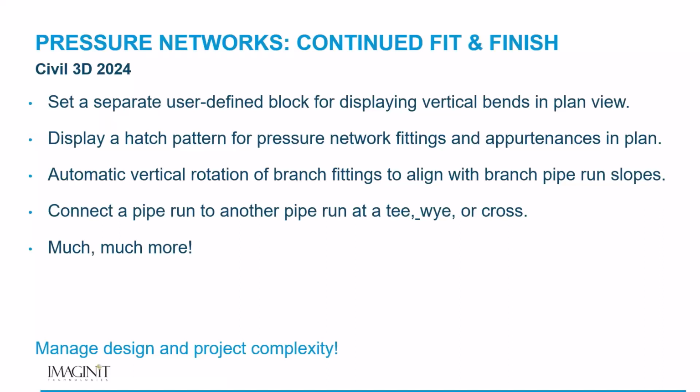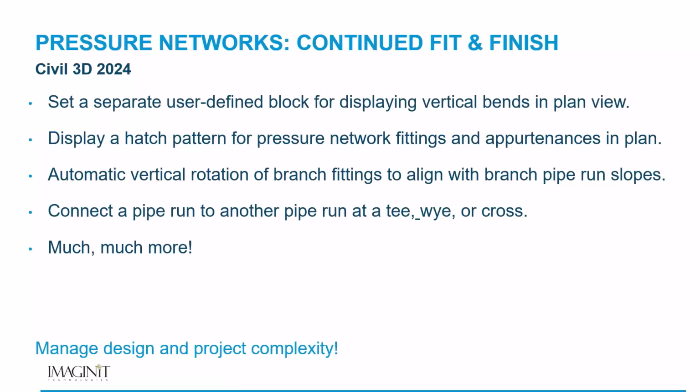Yeah, it gave us the awesome ability to connect in the previous set. But now what we have is the ability of defining an extra view in plan view for displaying vertical bends a little bit differently. I'm not sure if you remember having those vertical bends when they get twisted, they get a slightly crazy view of an angle. Now we have the ability of adding in a block to show off a vertical bend. We have the ability of adding in a hatch pattern now to our fittings and appurtenances in plan view, where before it was just the object itself. And being able to automatically look at the vertical rotation for branch fittings to align with the branch of a pipes and run those slopes.